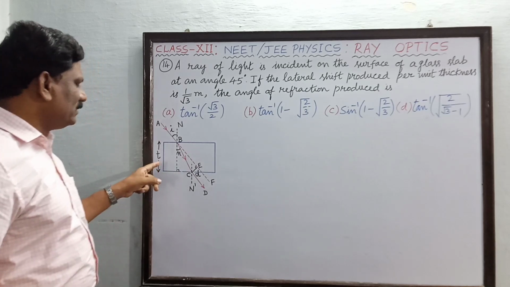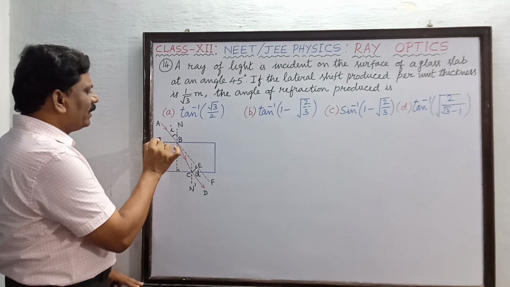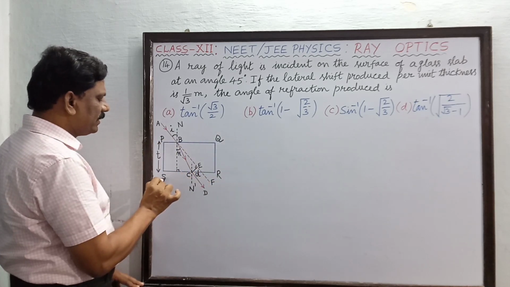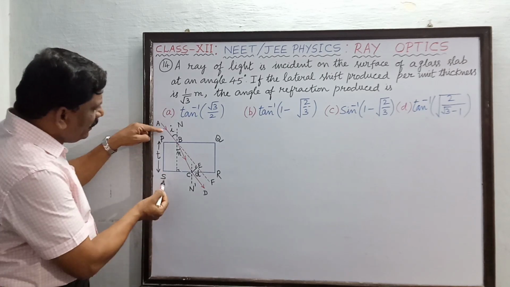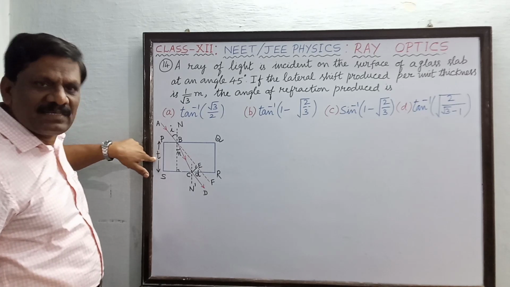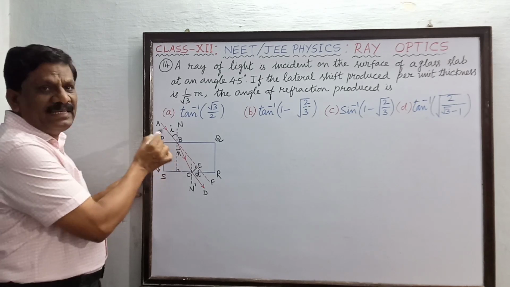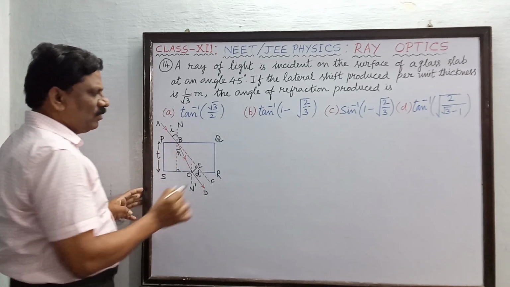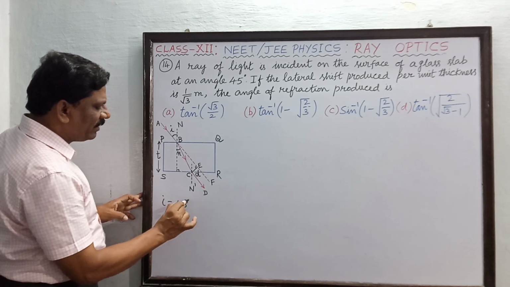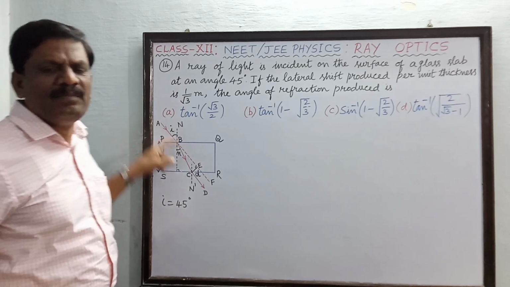Now we have studied the rectangular glass slab. You can see this is a rectangular glass slab. PQRS is a rectangular glass slab. PS is the thickness t. Thickness of the slab is t. Now a ray of light AB is incident at an angle i. So what is the angle of incidence i? i is given as 45 degrees. AB is incident in the medium air.